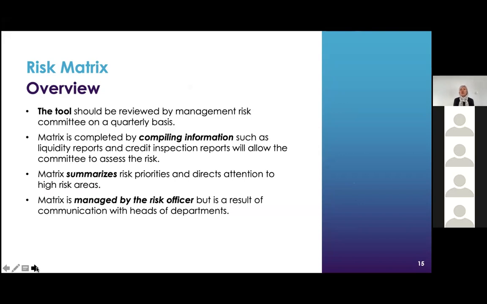This tool is usually reviewed by the risk committee on a quarterly basis, or even monthly. It's completed by compiling information such as liquidity reports, credit inspections, and internal audits. It summarizes the risk priorities and directs attention to the high risk areas. Normally it is managed by the risk officer, the risk manager, but it's also important that all heads of departments are looking at this.